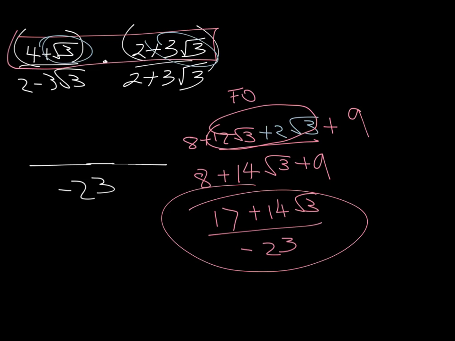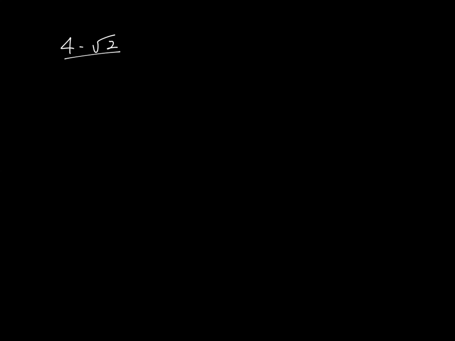Okay. So the only thing weird we did is we had to do the FOIL method in the numerator in order to simplify that. So let's do one more here. Let's see. I guess I have two more. Probably have some differences here. 4 minus square root of 2 over 4 plus. Okay, we're going to multiply by its conjugate.